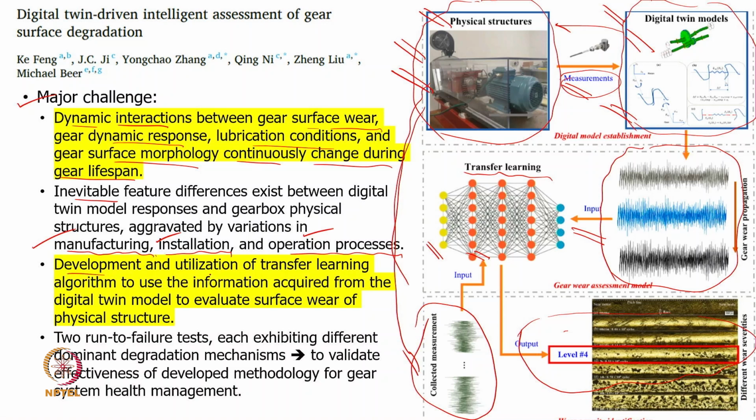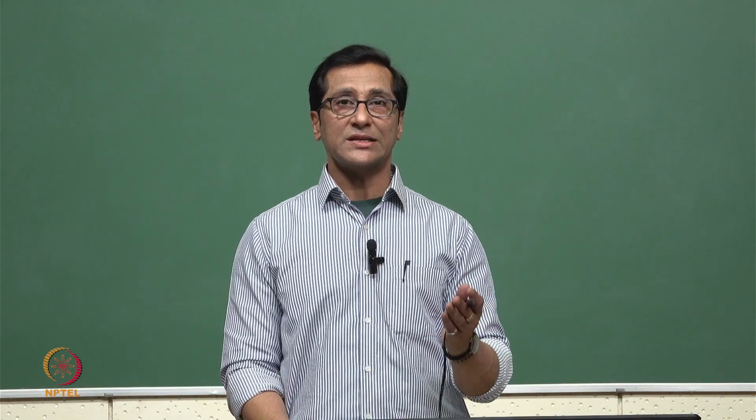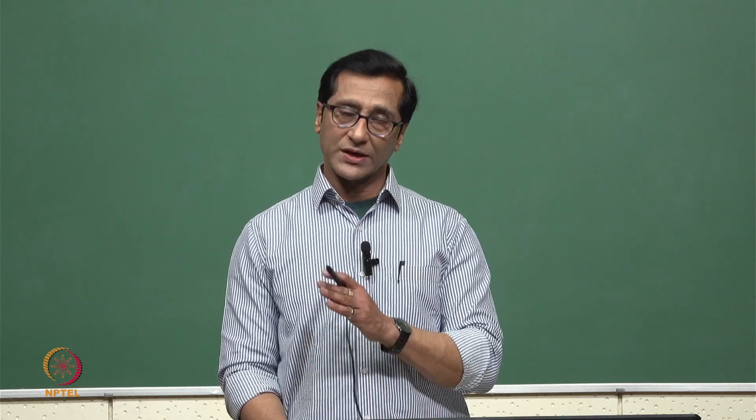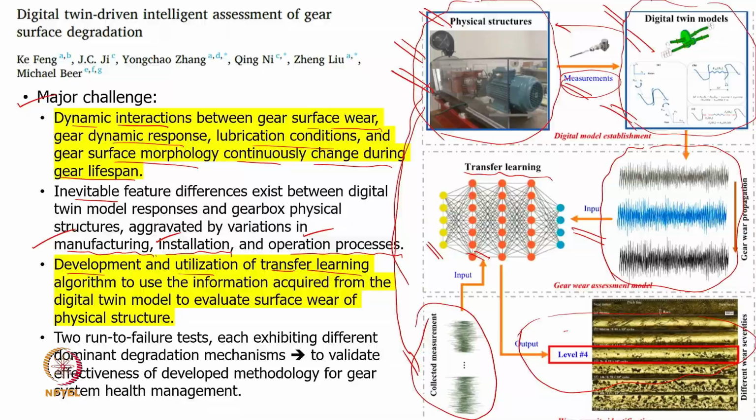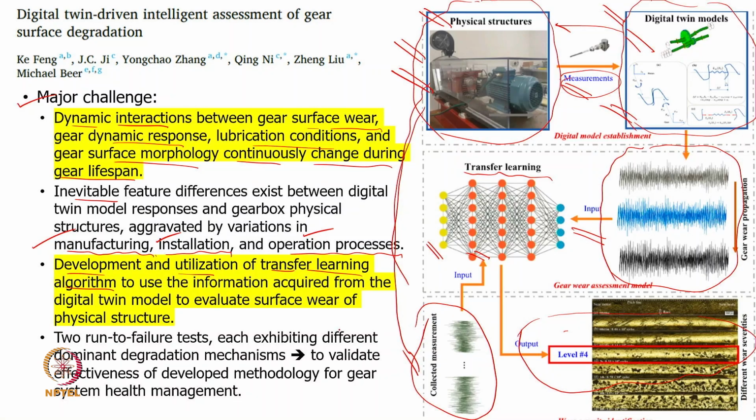And we see the development and utilization of transfer learning, the reason being whatever physical system data we are getting, we are again going back to the digital model, and we say improve it. So there is a transfer learning: from initially the cyber system or maybe the digital model, we are able to predict for the physical system. From the physical system, we are able to predict for the cyber system. Again, from the cyber system, we are able to predict for the physical system. So this kind of advantage to learn is what we call a transfer learning algorithm, to use information acquired from a digital system to evaluate the surface wear of a physical structure, and this will be well in advance.